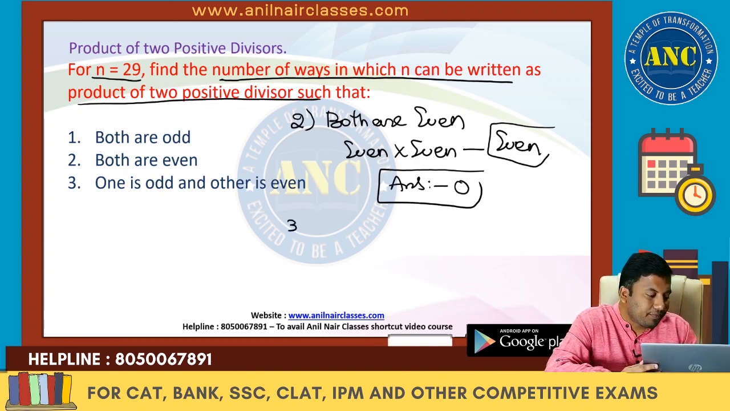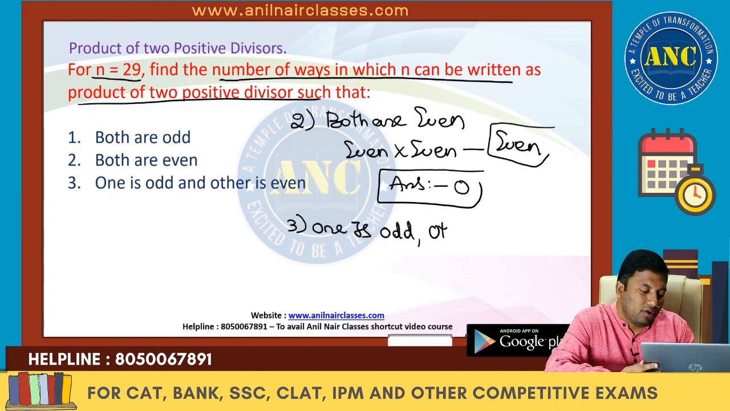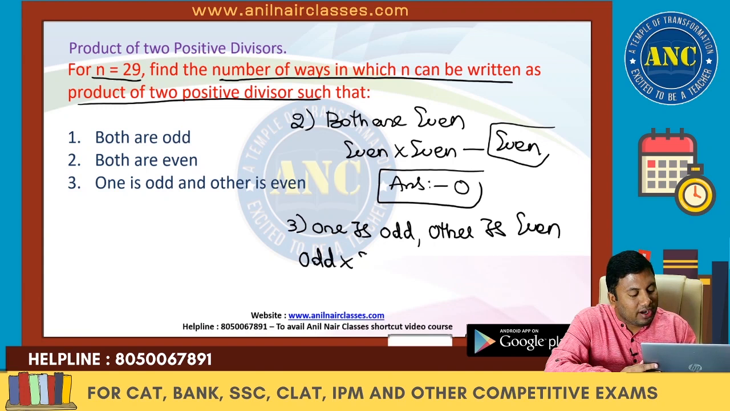Third one. One is odd, another is even. If one is odd, the other is even. Odd number into even number. Any number multiplied by an even number will become an even number.